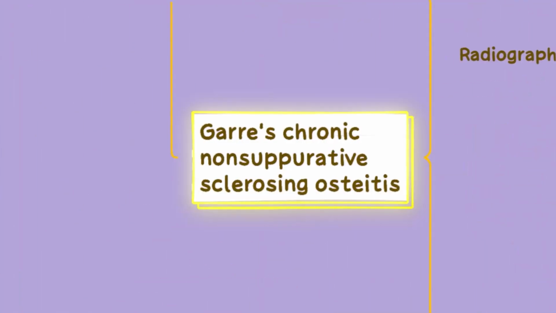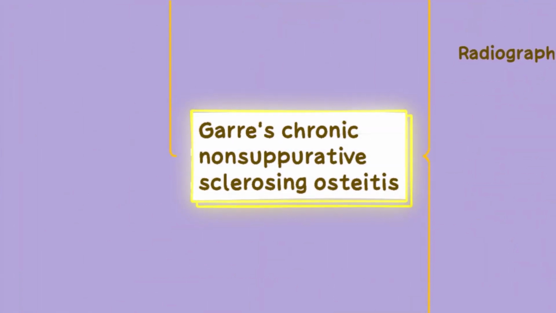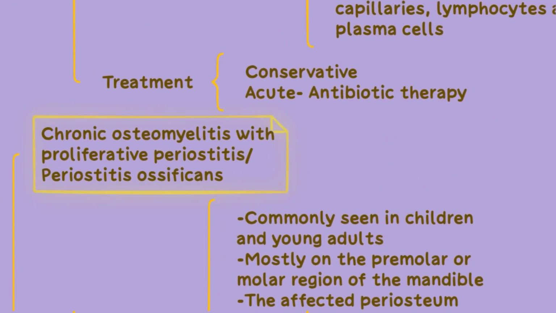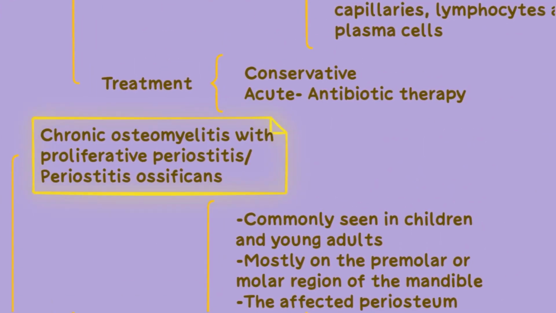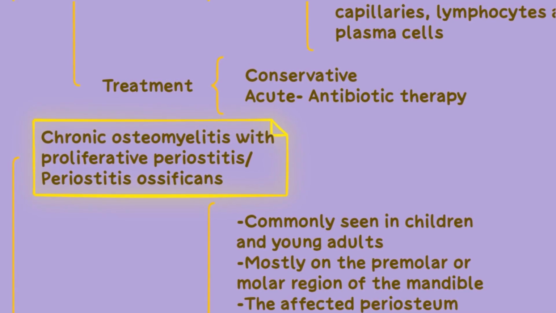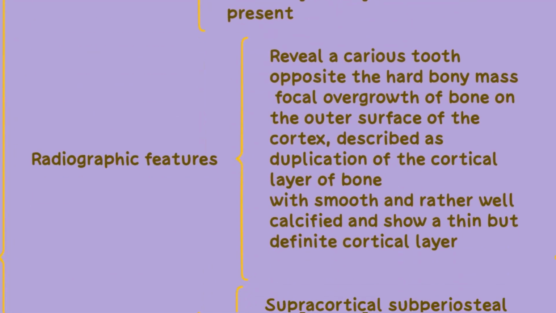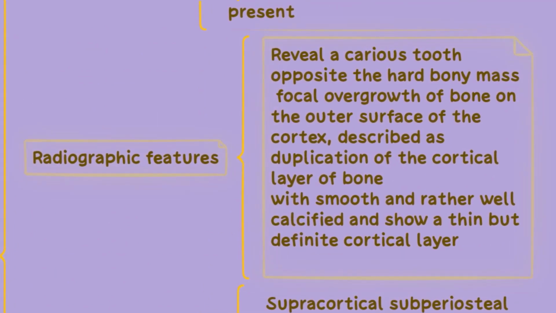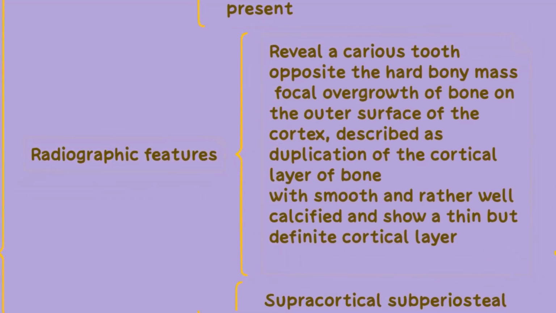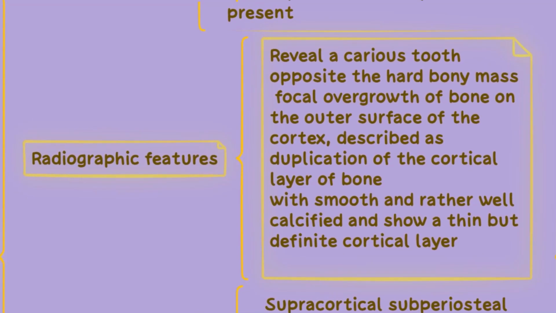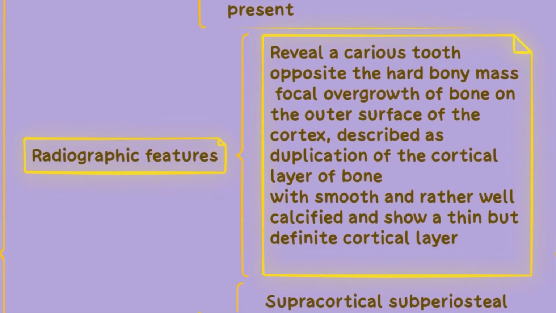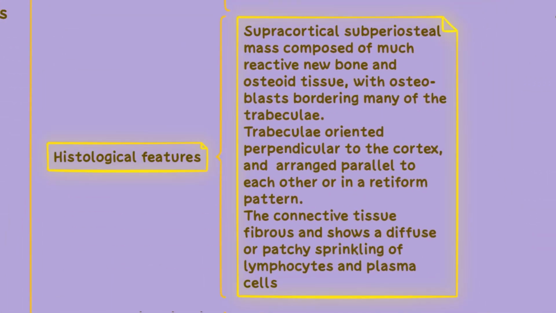The next lesion is Garre's chronic non-suppurative sclerosing osteitis, also known as periostitis ossificans, a type of chronic osteomyelitis characterized by a proliferative periostitis. Garre's osteomyelitis often presents radiographically with a carious tooth opposite a hard bony mass. There is a focal overgrowth of bone on the outer surface of the cortex, leading to a duplication of the cortical layer of bone. It leads to formation of a thin but definite cortical bone.